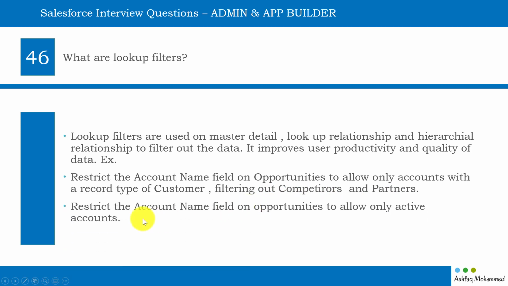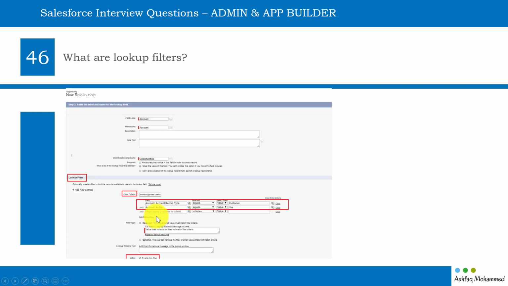Restrict the account name field on opportunities to allow only active accounts. How can you do that? Just go to that account relationship field on the opportunity and try to create the filters. Give the first filter criteria record type equals to customer, and second criteria active is equal to true. So what will happen when the user tries to search the accounts? It will only see the active customer records. It won't see any other. Try this one. This is also a really good feature.